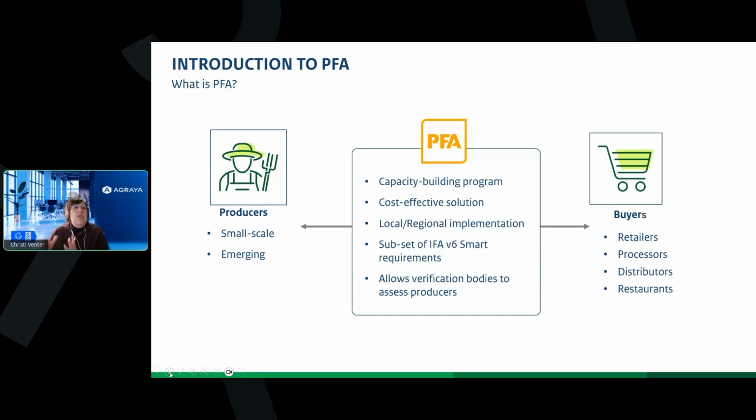it's in a region maybe that's new to certification. So we want to help them. We want to make sure that they get the building blocks ready. So that is how the program was pretty much born. We also realized that it shall be something that is a little bit more cost effective than certification.